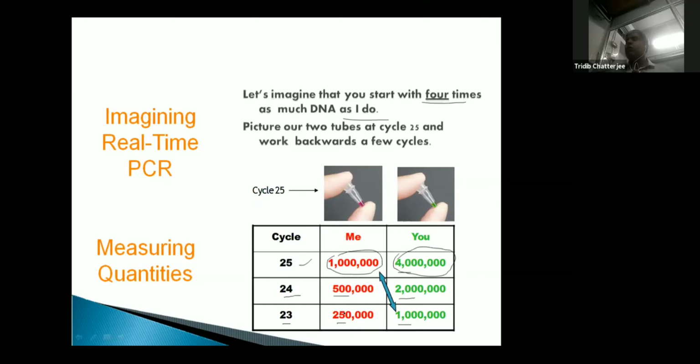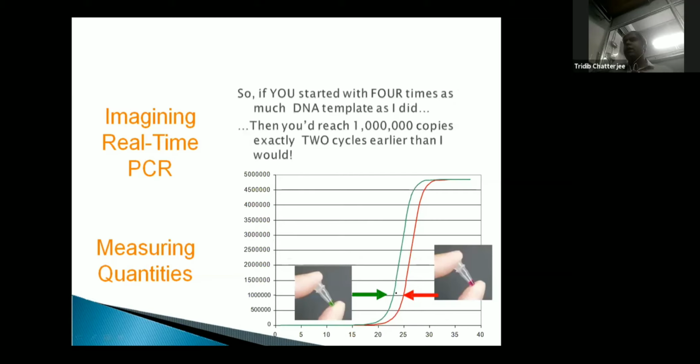Right? So let's put it into a graph. If I put those things in the graph, the curve looks like this. Suppose for me I have put 10 lakh as a threshold value. Suppose this is our threshold. So I have reached this threshold or benchmark at cycle number 25. But you have reached this benchmark or threshold 2 cycles earlier. Why? Because you have started with 4 times more DNA than what I have started.